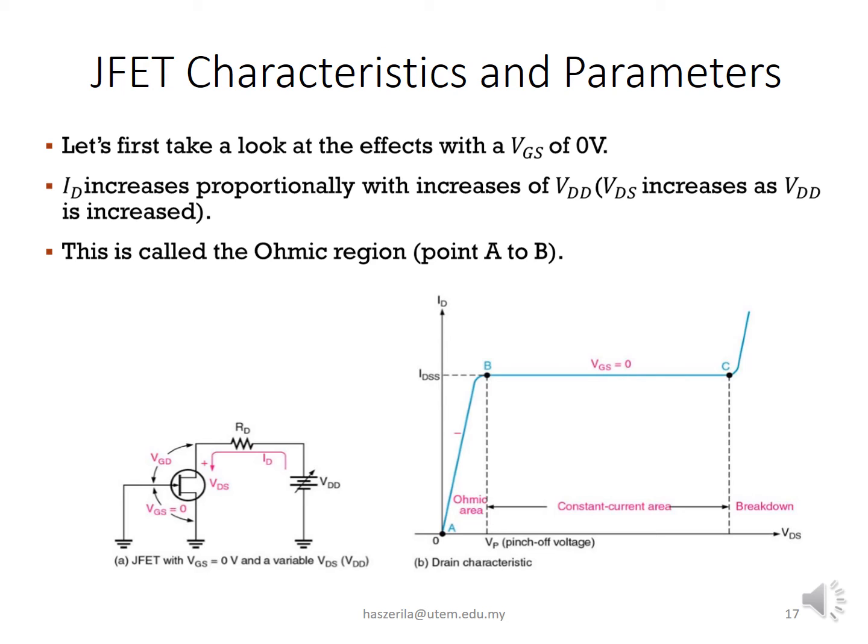ID will increase proportionally with increasing VDD, and the VDS increases as VDD is increased. This is called the ohmic region, from point A to point B. The ohmic region happens when VGS equals 0, therefore the depletion layer of the channel is small and the JFET acts like a voltage-controlled resistor.